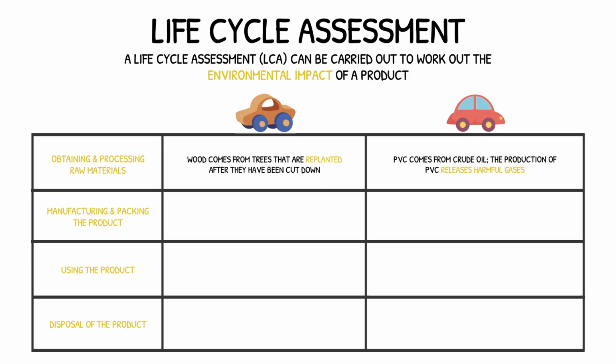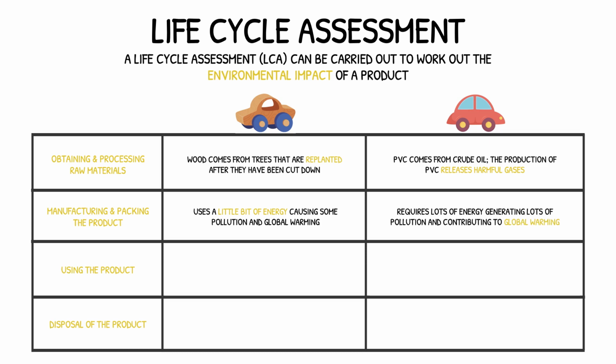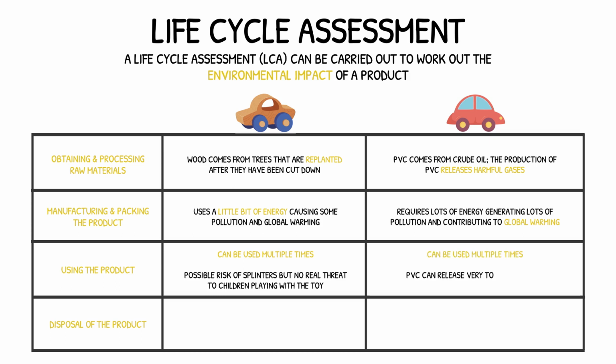To manufacture the wooden car, a small amount of energy is needed, causing some pollution and global warming. The manufacture of the plastic car requires lots of energy, which in turn releases lots of pollutant gases that contribute to global warming. The effects of using the toy is dependent on the material used. The wooden toy can be used multiple times and has no real threat, aside from possible splinters. The plastic car can also be used multiple times. However, the PVC it's made from could release very toxic chemicals into the building.